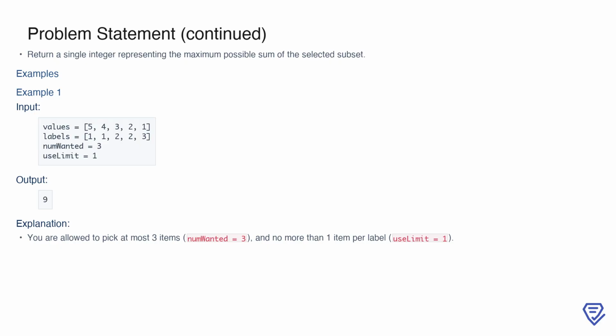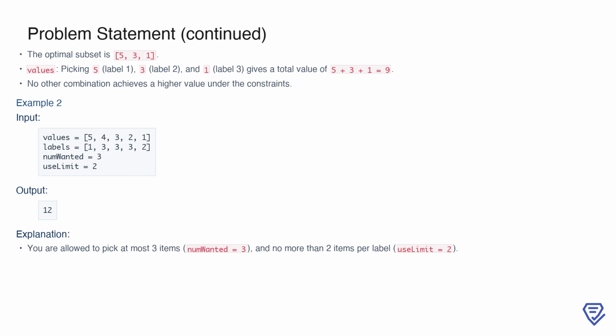This is because we can pick the items with values 5, 3, and 1, which correspond to labels 1, 2, and 3, respectively. Their sum, 5 plus 3 plus 1, gives us the maximum possible value of 9 under these constraints. Breaking down the reasoning further, the optimal subset in the first example is 5, 3, 1. To achieve this, we select the item with value 5 and label 1, the item with value 3 and label 2, and the item with value 1 and label 3. Adding these values together gives us a total of 9, and no other combination of items within the constraints of numWanted equals 3 and useLimit equals 1 can achieve a higher sum.